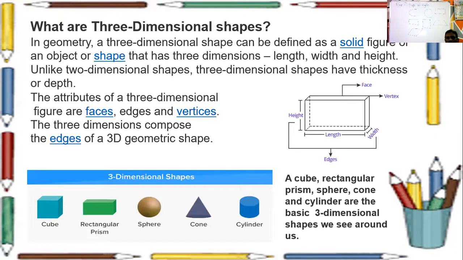A three-dimensional shape can be defined as a solid figure or object that has three dimensions: length, width, and height. Length, breadth, and height, three dimensions will be there. The best example is the cuboid, which we discussed in the chapter. In the fourth class bricks chapter, you have seen, no? Length, breadth, height, all are there. Some three-dimensional objects are mentioned here: cube, rectangular prism, sphere, cone, cylinder. All these are three-dimensional objects, which means they occupy some space.